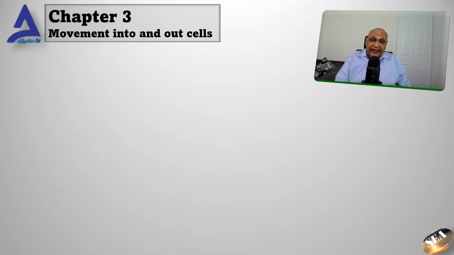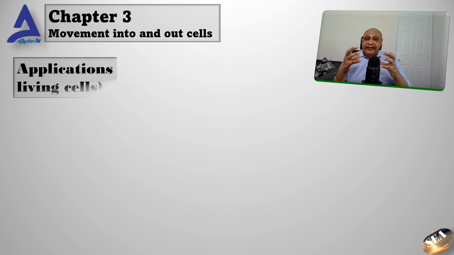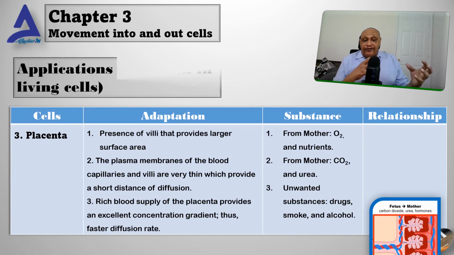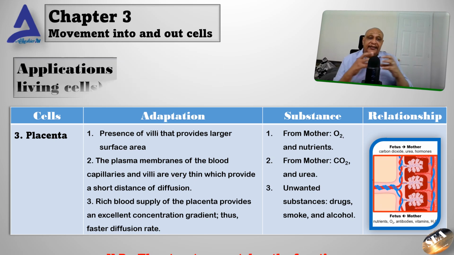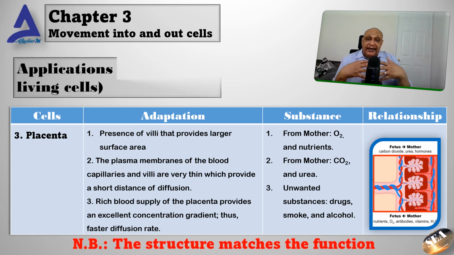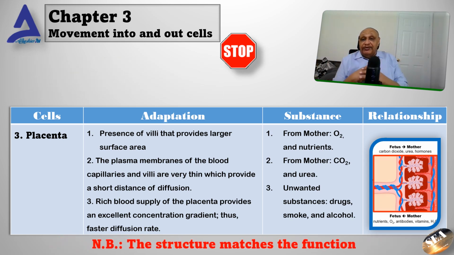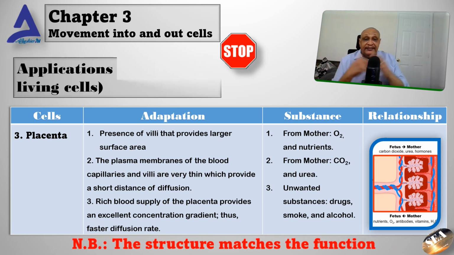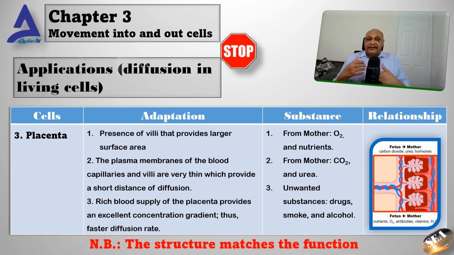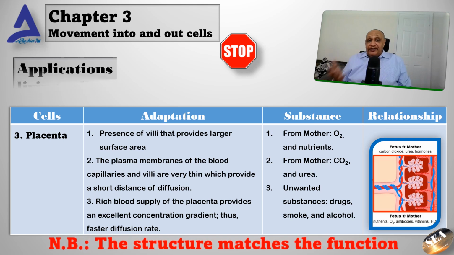Again, the third part is the placenta. And the placenta is composed of two parts. One part is from the fetus and one part from the mother, and both come together and connect in order to exchange materials between the mother and the fetus and vice versa. So the placenta is a third type of cell application that has a specific adaptation in order to do the same thing.